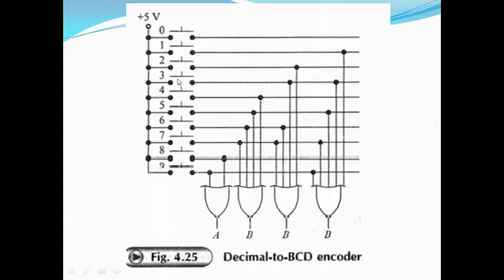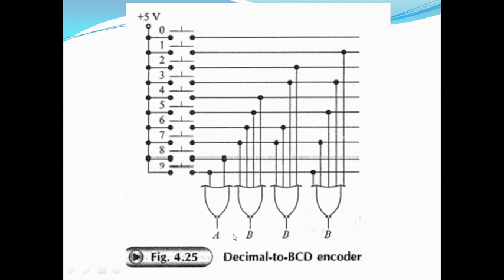See, if button 3 is pressed, that means this plus 5 volt is connecting with this line. So over this line, there is a plus 5 volt. This input is connected to this OR gate, and this input is also connected to this OR gate. None of these OR gates is connected with this line. So what happens? The output of this OR gate is going to be 0.